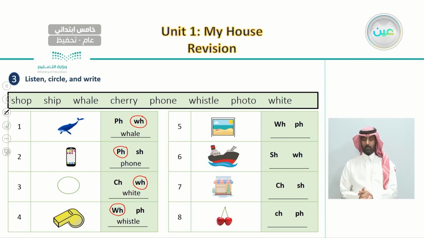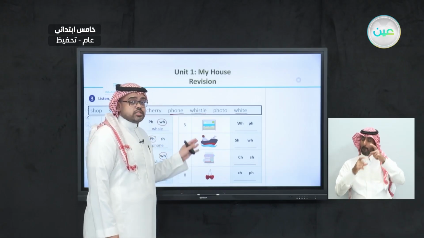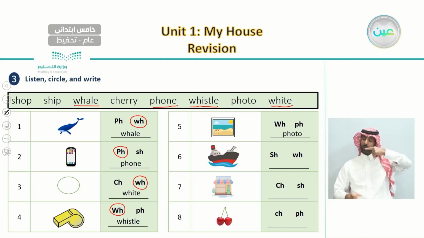Now let us move on to number 5. So we used whistle, we used also white, we used also phone, and we used whale. This will leave us with four different words. So have a look at number 5. What do you think that is? It is a photo. And photo starts with P and H.